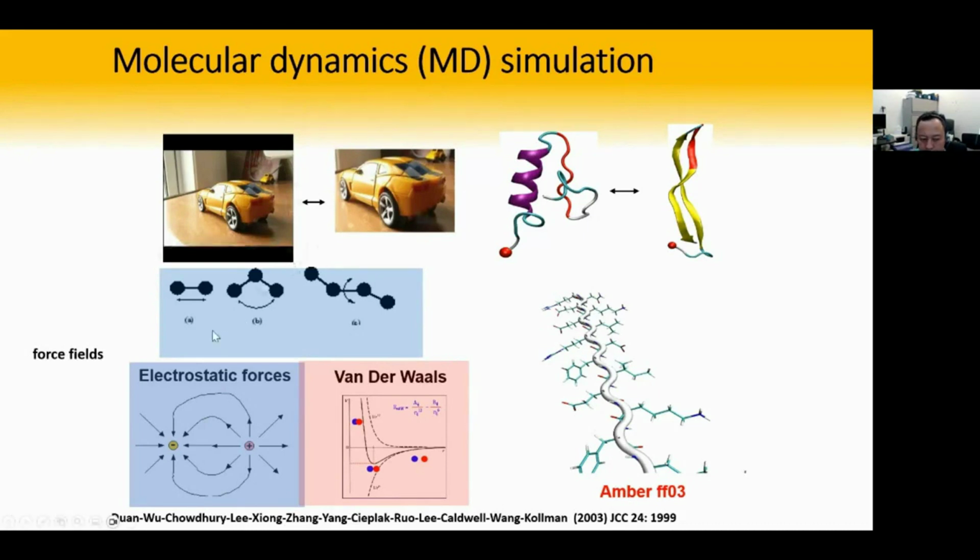If we define the atomic interactions, like the chemical bond, angle, dihedral angle, and long distance interactions, like charge interaction, dispersion interaction, the van der Waals interaction, and we develop the parameters to characterize those interactions, then we can simulate the motion of the biomolecule.